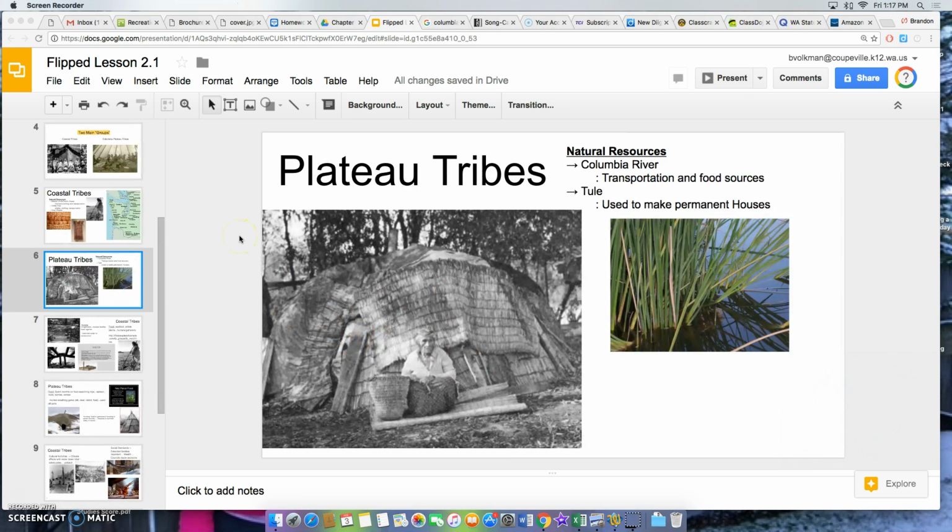The natural resources and how they were used with the Plateau tribes. Now, again, as I talked about before, the lists I have are not exhaustive. It's not everything they would have done. The Columbia River was a major resource that a lot of the Plateau tribes used, whether it was for transportation or for food sources with the fish. Tule was a reed or grass-like plant that was used to make permanent houses, as we see here, turning them into mats.